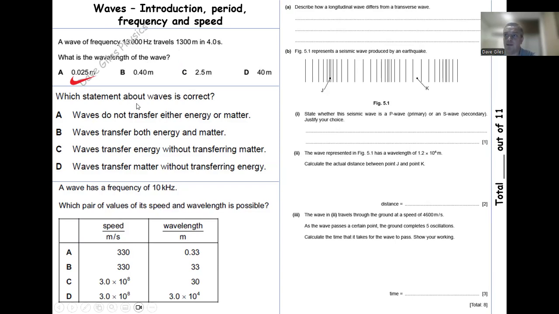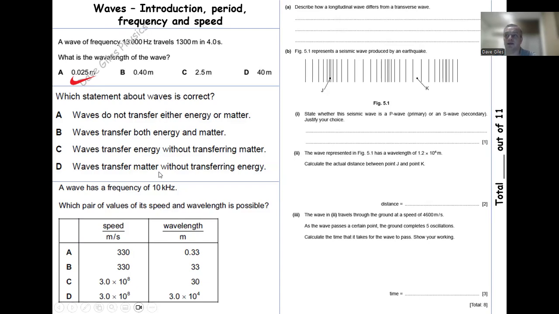Second question, which statement about waves is correct? So let's have a look. Waves do not transfer either energy or matter. Well, they do transfer energy, so that's false. Waves transfer both energy and matter. That is false because they do not transfer matter, just energy. Waves transfer energy without transferring matter. That is true. But just for completion, we'll look at D.